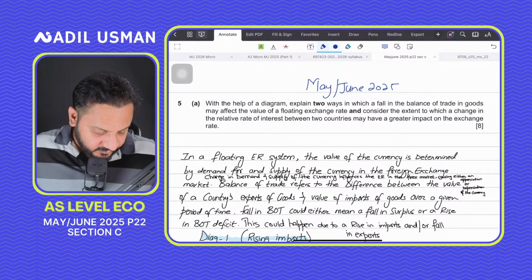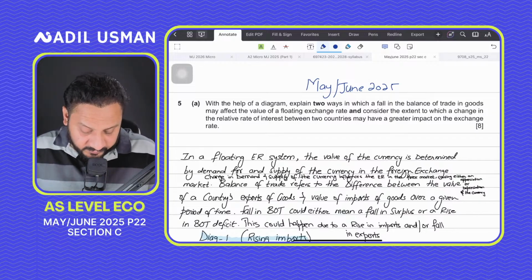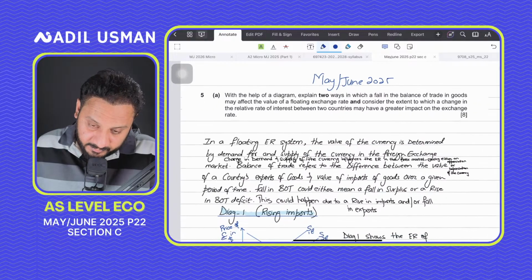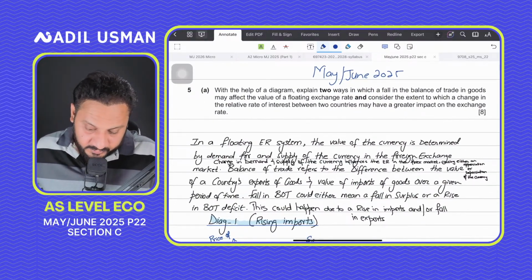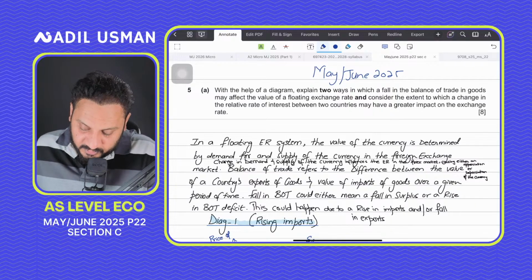Okay, so the first question that came in the June 2025, question number 5, section C, was: with the help of a diagram explain two ways in which a fall in the balance of trade in goods may affect the value of the floating exchange rate, and consider the extent to which.